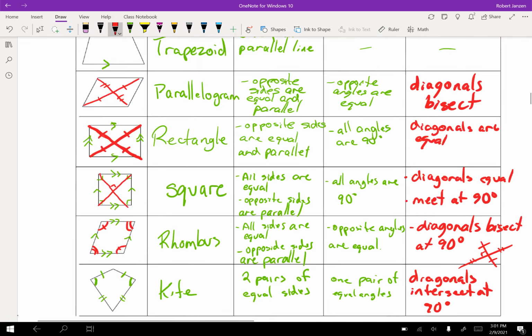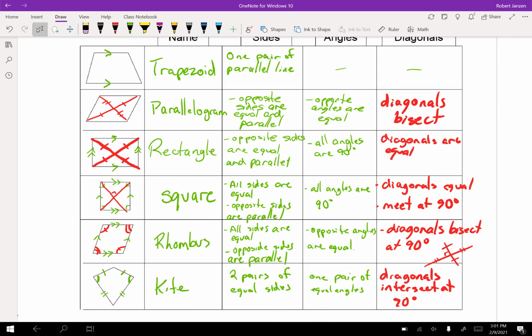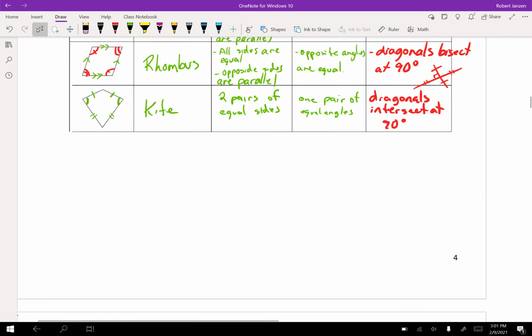Okay, so that's a lot of information to process. What I would do maybe is put some of that information on a cheat sheet. That might help you out a little bit if these questions show up on a test. Okay, let's go to the next section.